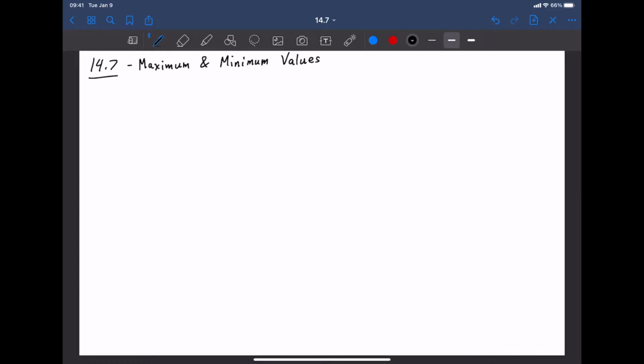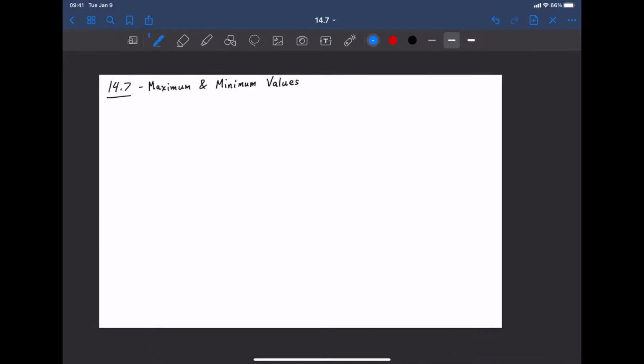Hi, in this video we're going to be talking about extreme values of functions, the max and min values of surfaces, so functions of two variables. 3D surfaces have two inputs. So as always, or as is our routine, let's start with talking about what this looked like in Calc 1.